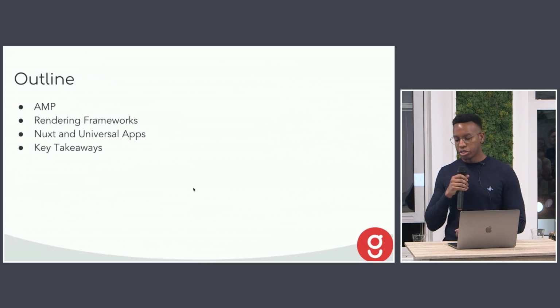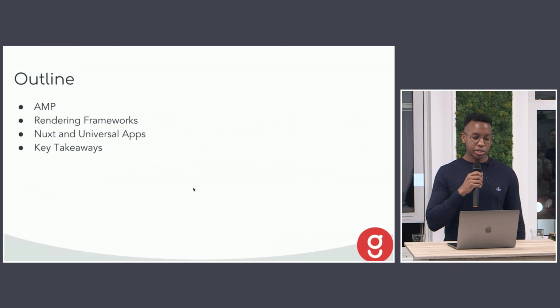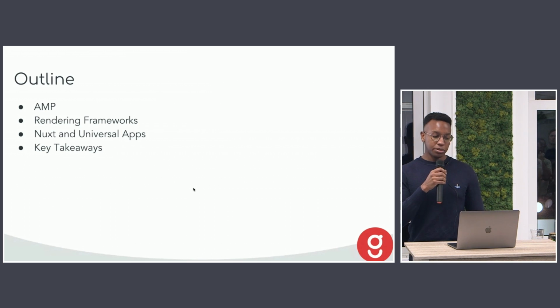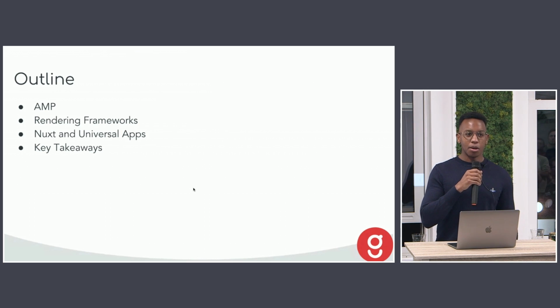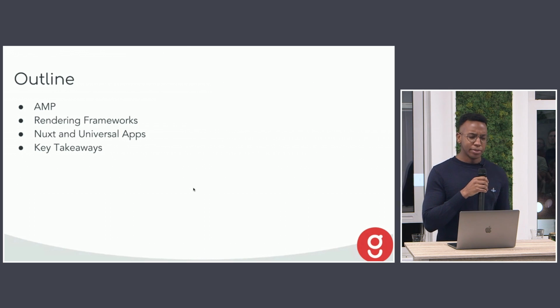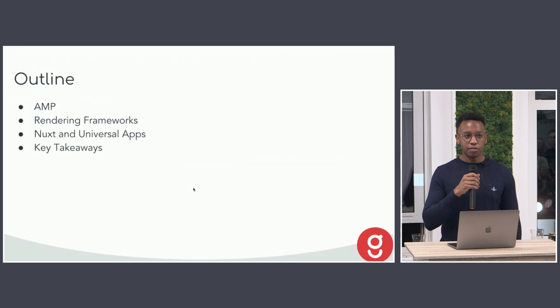Cool, so just what I'll go through today is AMP, what it is, how to use it, and what the specification of that technology is. I'll go through some rendering frameworks that we can use to generate these AMP pages. Following that, I'll go through Nuxt and universal apps, and then just some takeaways, things that I've learned, things that I think are useful from this whole experience.